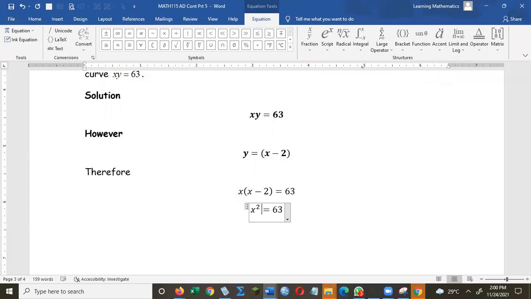And we are not through multiplying it. We have to multiply everything that's inside the bracket by x. x by x is x squared. x times minus 2 is minus 2x. Okay, minus 2x equals 63.